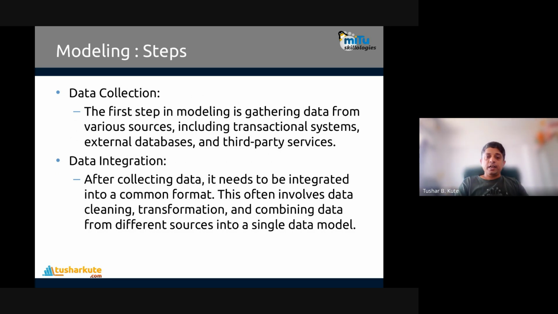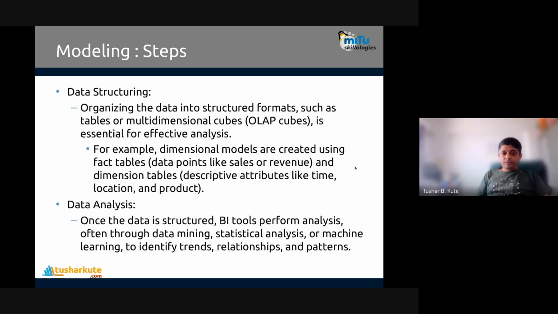After collecting the data, it needs to be integrated into a common format. Definitely, because the algorithm is single. The algorithm assumes the data to be in a similar or common format, and that's what the next step, data integration, needs. This integration often involves data cleaning, data transformation, and data combining from multiple sources into a single data model. All these things are possible here. That is data integration.